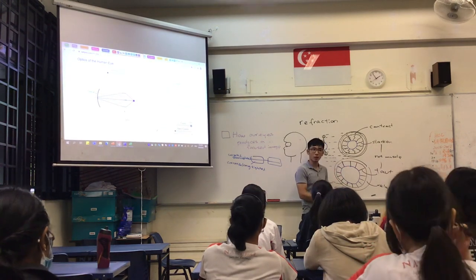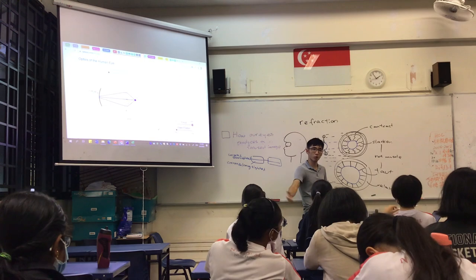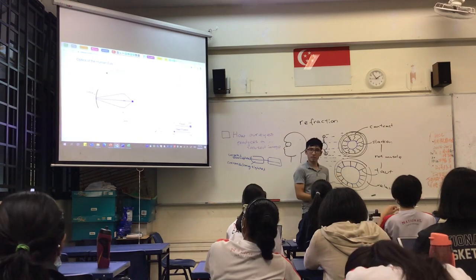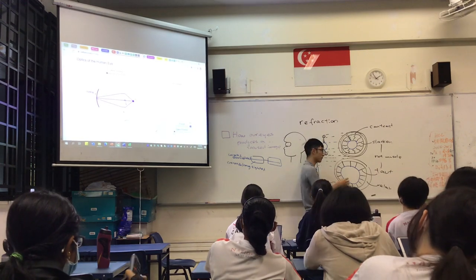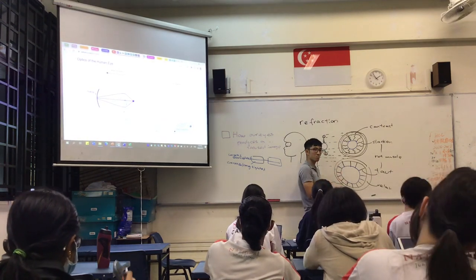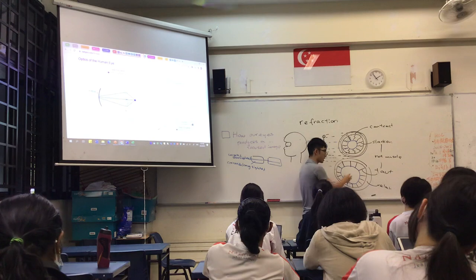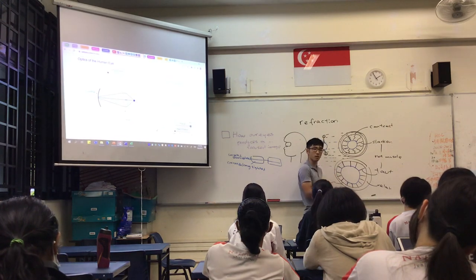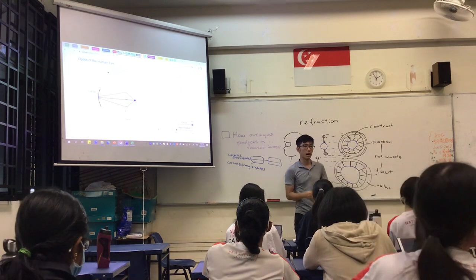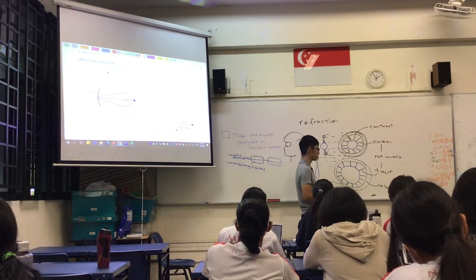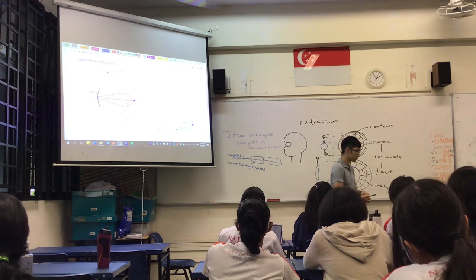I don't know what the long-term effect is. Maybe as someone grows older, the suspensory ligaments, I really don't know what's happening. But now that you mention it, if most of the time our suspensory ligament is taut, maybe over time it may affect whether it can stay as taut on the lens anymore. Maybe that's why as people grow older, their vision also gets worse and worse. I'm not very sure, but it could be a biological reason. Yes.